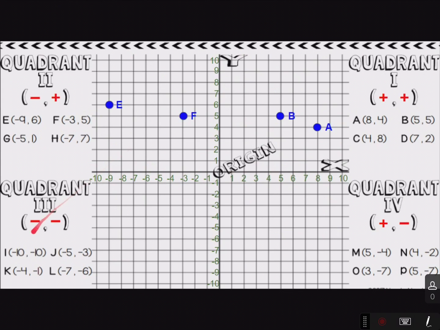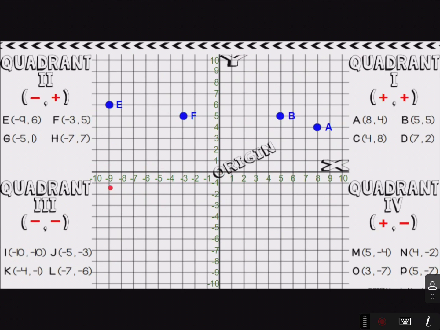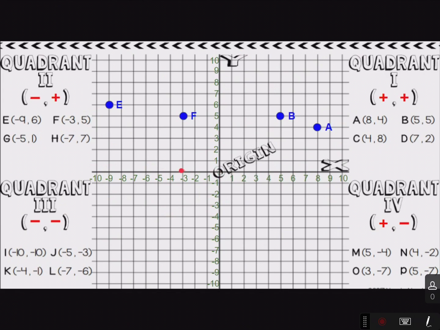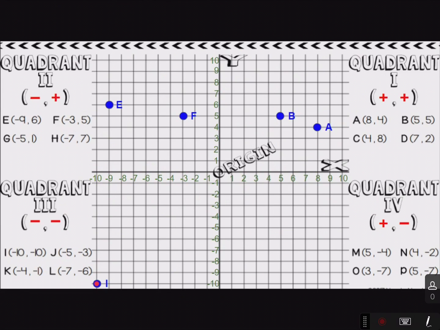All right, let's go to quadrant 3. Both of these numbers are going to be negative numbers because based on my origin, it's going to be a negative x and a negative y. So let's look at point I, we have negative 10, negative 10. So start at your origin. First thing I'm going to move is the x value, which is negative 10. And then we're going to move down 10, or down to negative 10, right here. A little too low. Put our point and label it I.